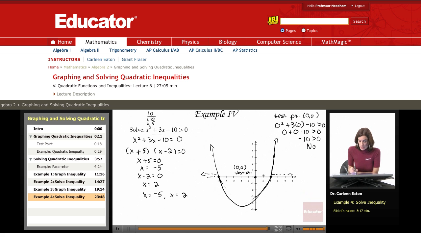So this test point is not part of the solution set. The solution set is not in here; it's out here, just as I thought. So what this gives me is a solution set where x is less than negative 5, or x is greater than 2. My solution set is values of x that are less than negative 5 or greater than 2.